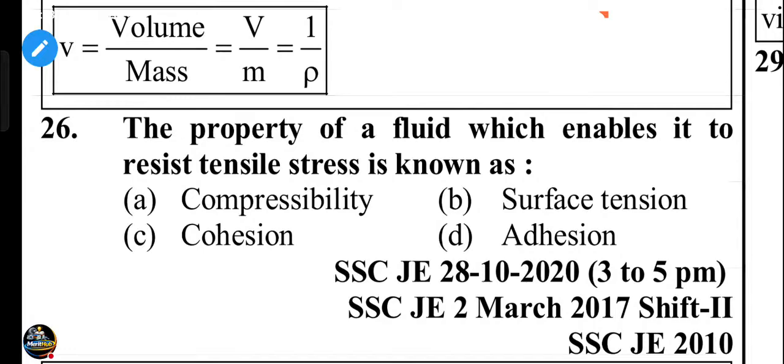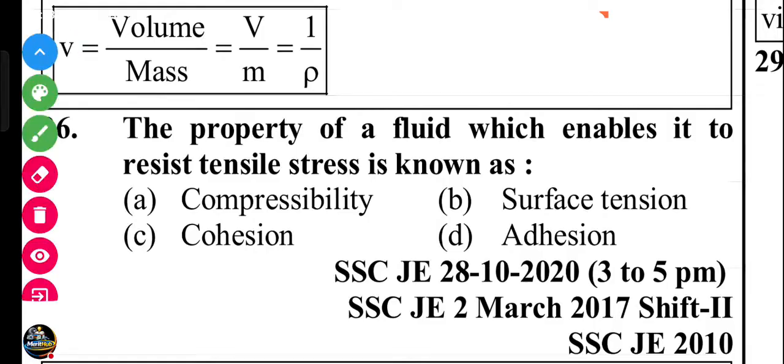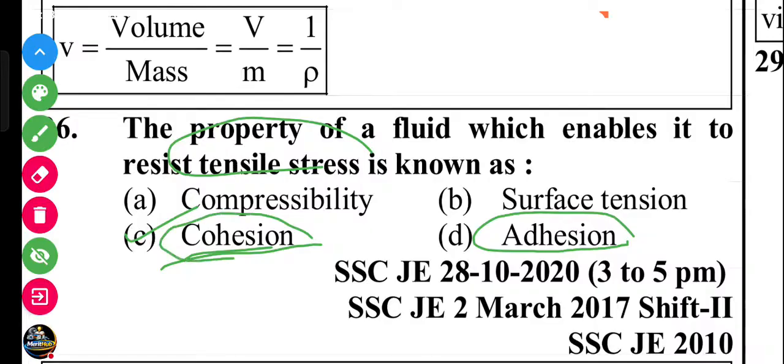The first question: the property of the fluid which enables it to resist the tensile stress is known as A. Compressibility, B. Surface tension, C. Cohesion, D. Adhesion. C, Cohesion. We know that cohesion enables the fluid to resist tensile stress, and adhesion enables it to stick with any other surface.